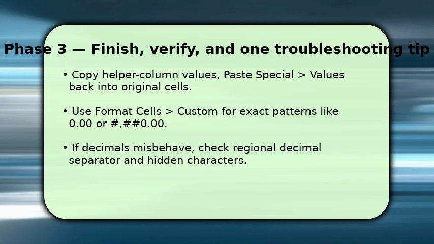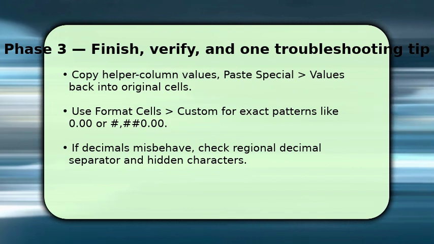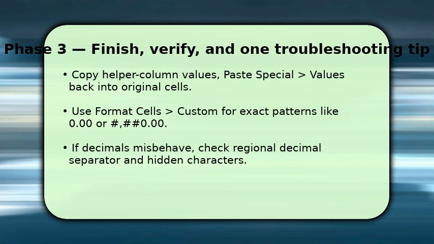If something goes wrong, check your regional settings. Excel may expect a comma versus a period as the decimal separator, and remove stray non-breaking spaces or apostrophes that make numbers text. If needed, undo, fix the source, and repeat the conversion carefully.